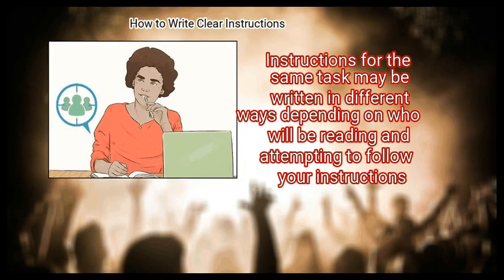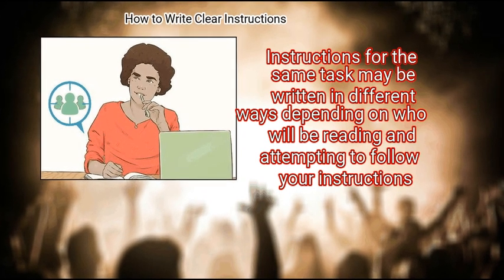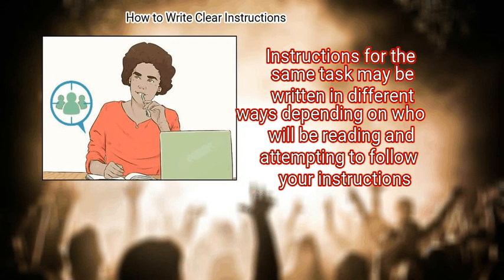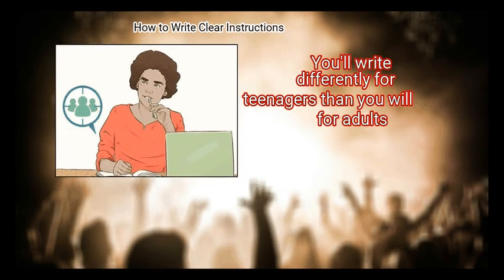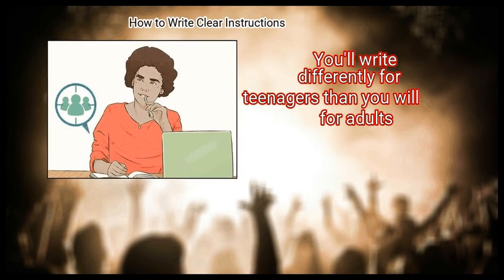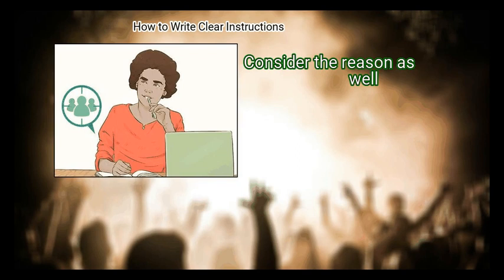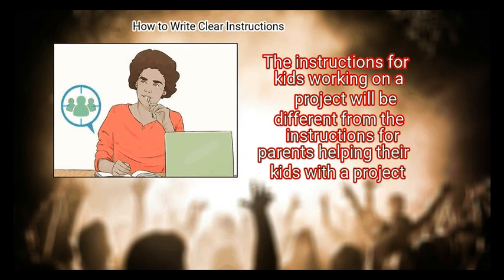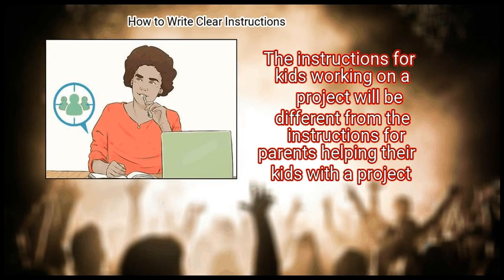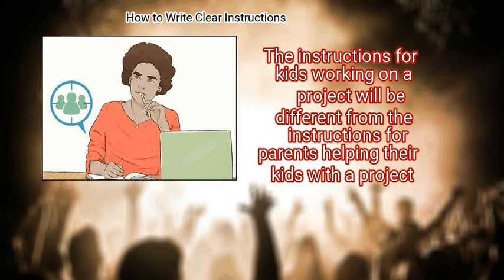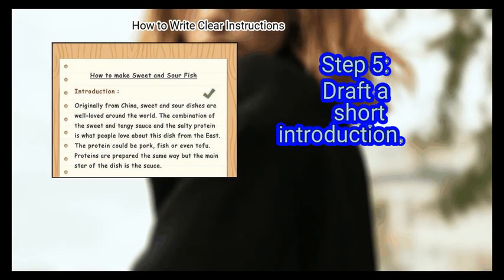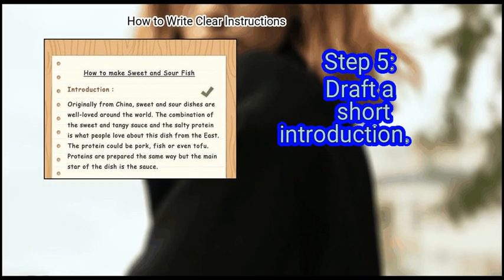Step 4. Define your audience. Instructions for the same task may be written in different ways depending on who will be reading and attempting to follow your instructions. You'll write differently for teenagers than you will for adults. Consider the reason as well. The instructions for kids working on a project will be different from the instructions for parents helping their kids with a project.